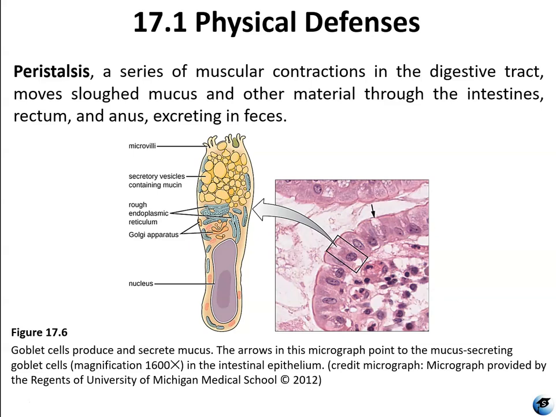Goblet cells produce and secrete mucus. The arrow in this micrograph is pointing to the mucus-secreting goblet cells that have been magnified by 1,600 times their actual size. And this is in the intestinal epithelium.